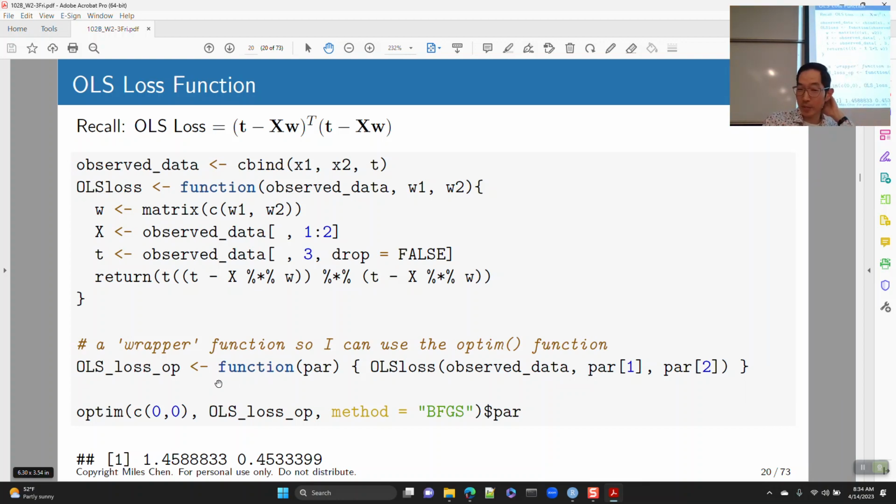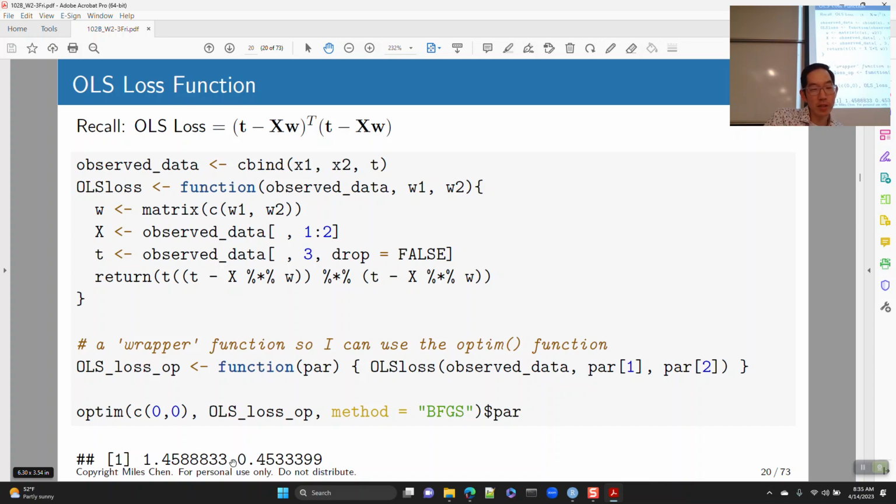And so R can optimize this, and it says, okay, the values of W1 and W2 that minimize (T minus XW) transpose times (T minus XW) are 1.458 and 0.4533, which matches pretty much what we have here. The optim functions are iterative, and so they don't go for an analytic solution, they go for an approximate solution, which means their final answers will often be close to, but not exactly the same.